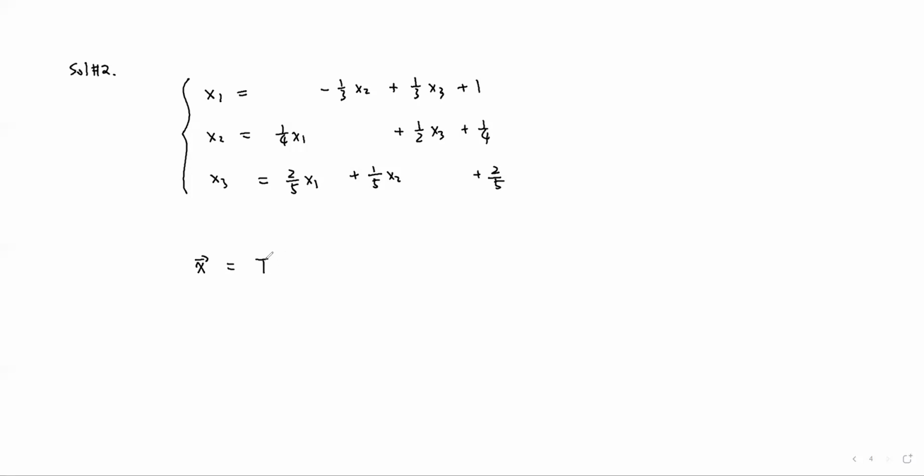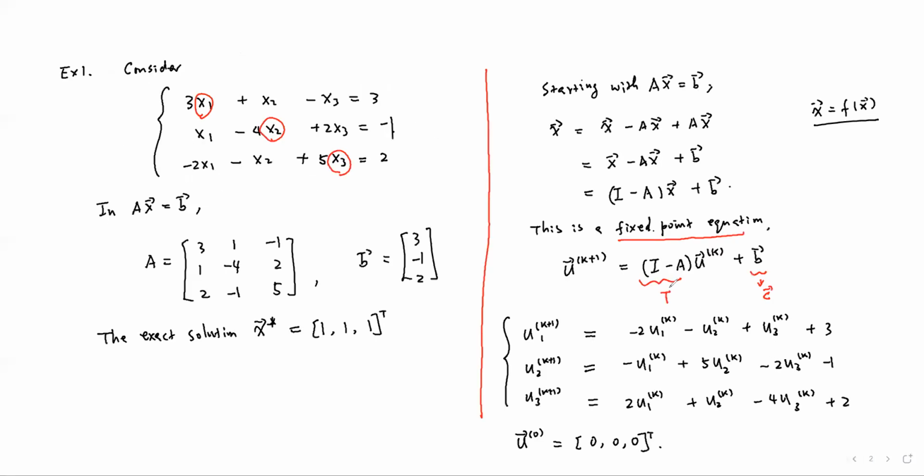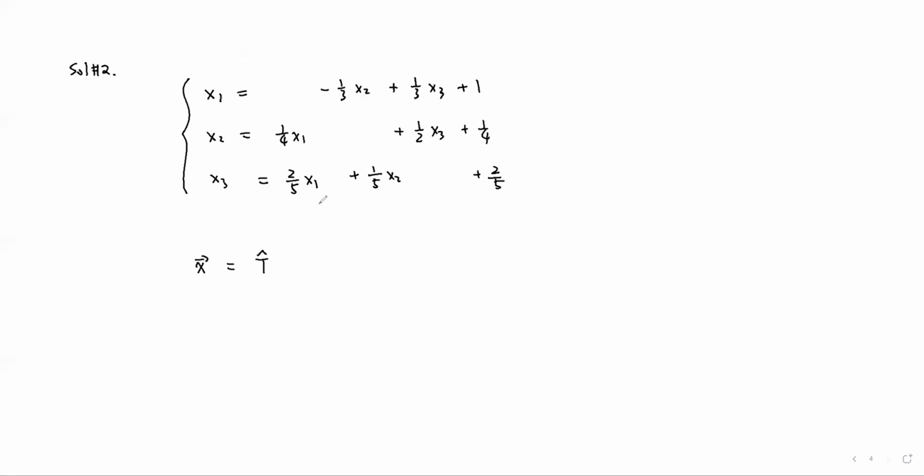Because in the second solution, let me use a different notation for the iteration matrix: T hat. In the first solution I used just T, now I use T hat. So it is T hat times x plus c, and this is actually c hat, the vector c hat.